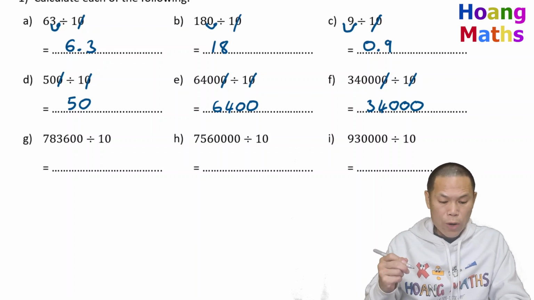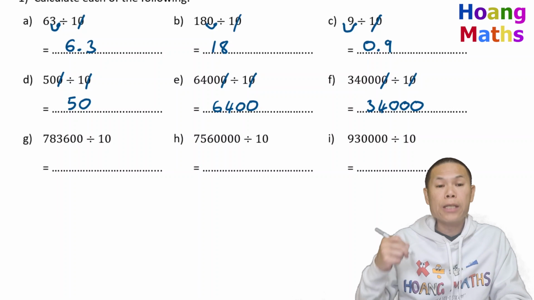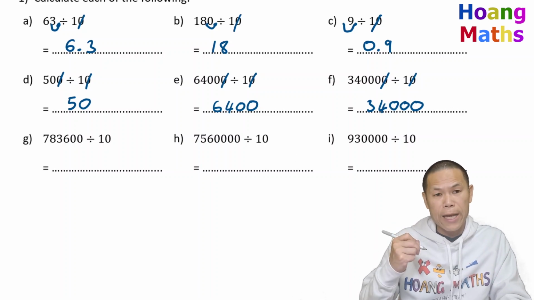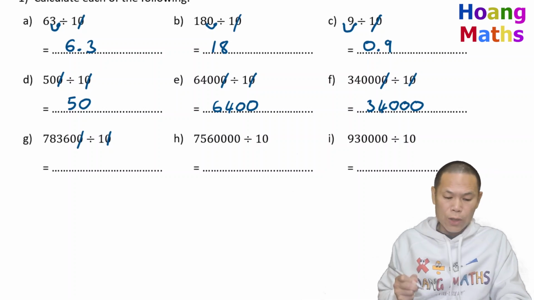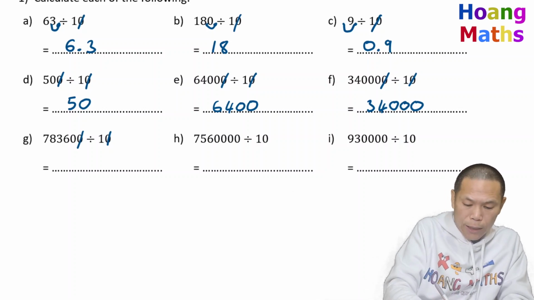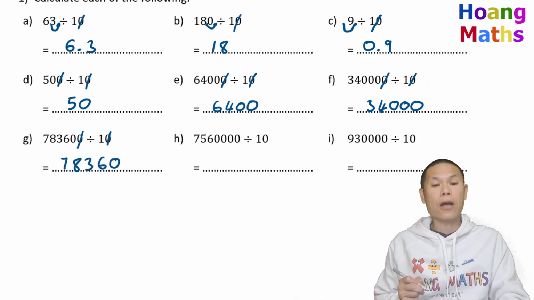So now we have 783,600 divided by 10. So we just cancel this 0 with this 0. So there you go. So the answer is 78,360.